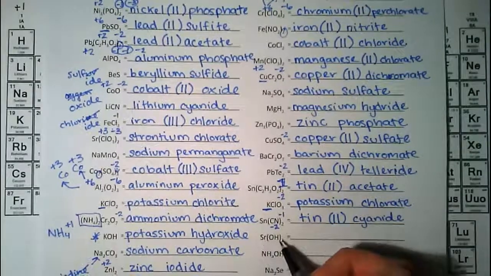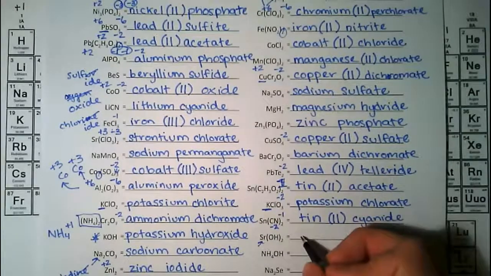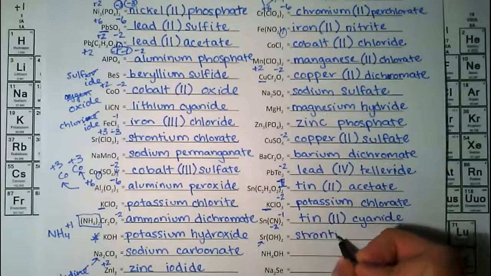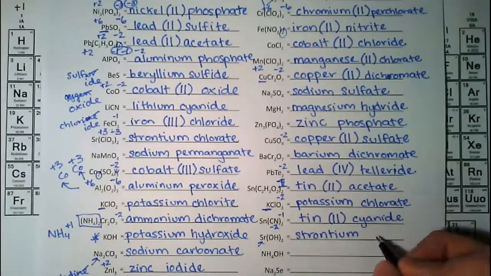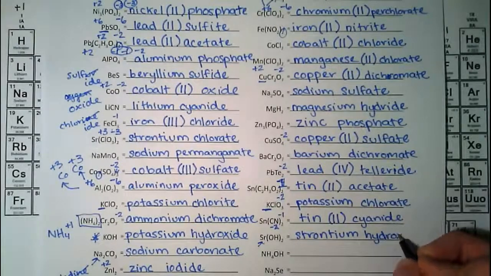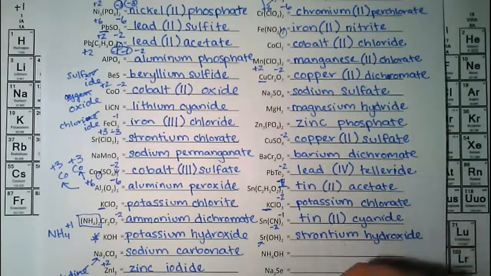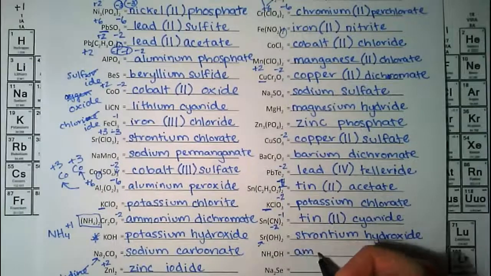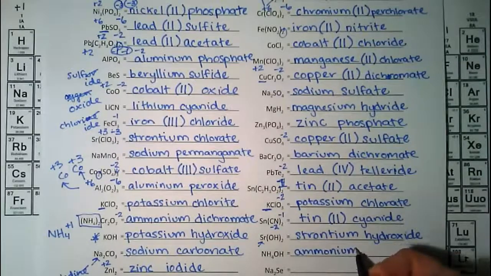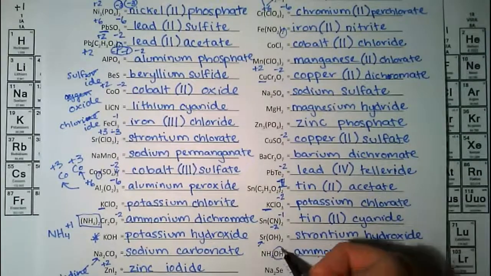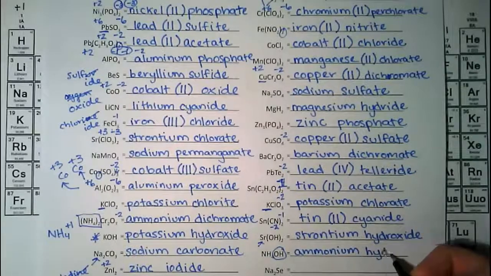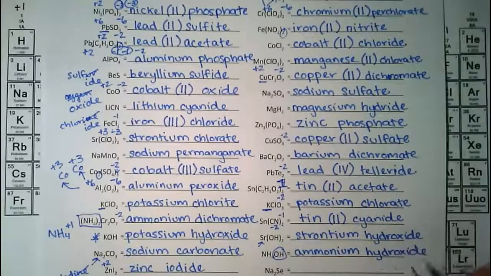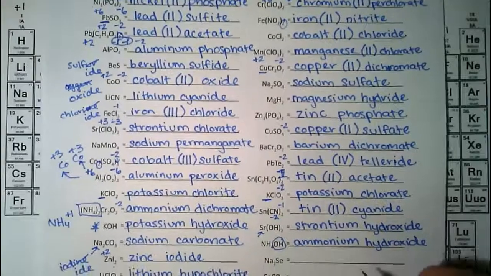Then we have Sr(OH)2, so this is strontium, which is a main group metal, so no Roman numeral. And then we have hydroxide. Strontium hydroxide. Then we have NH4OH. NH4 is that one polyatomic cation, which is the ammonium ion. It's the only one you need to know. And then we have the polyatomic ion hydroxide. Ammonium hydroxide.